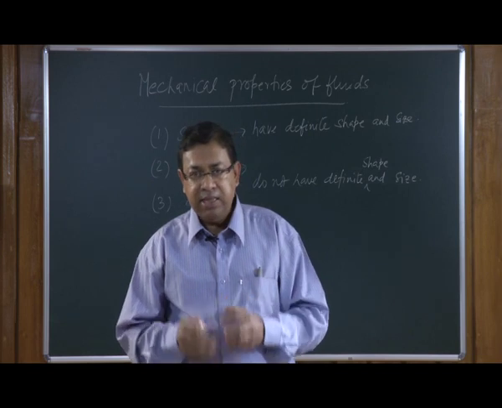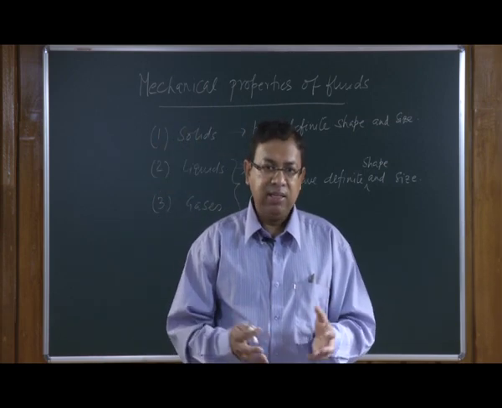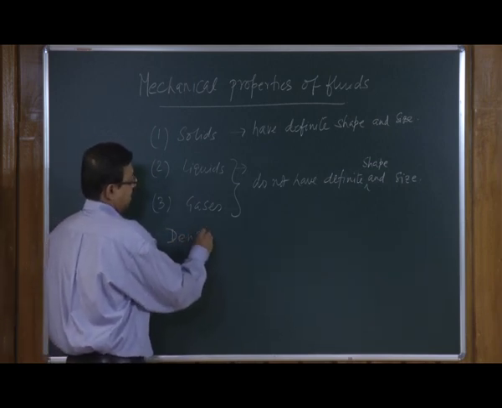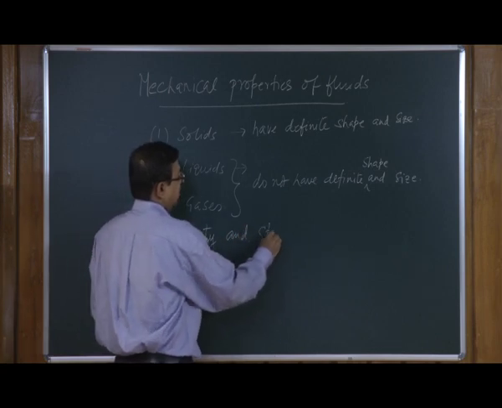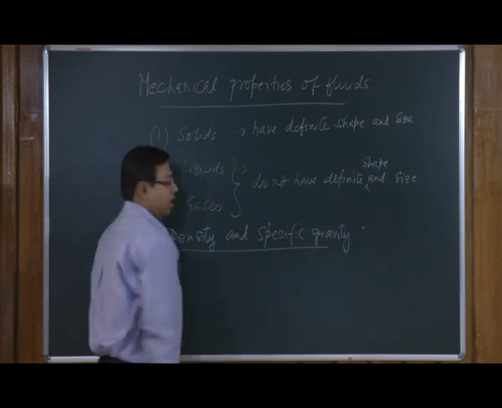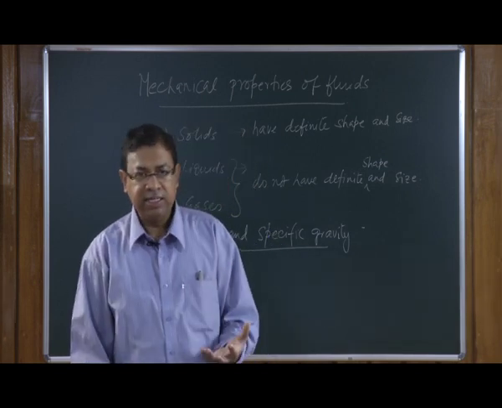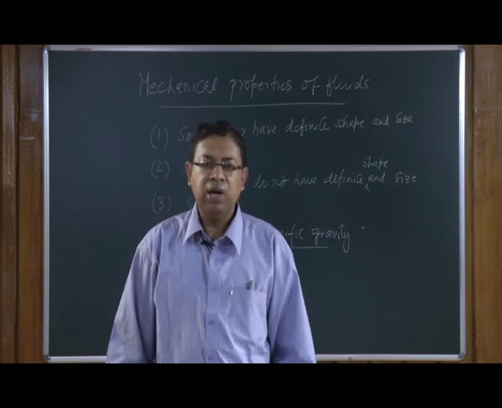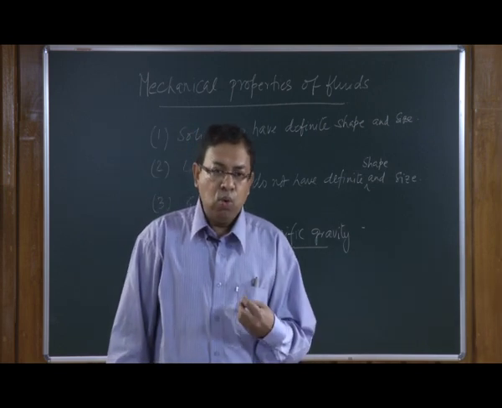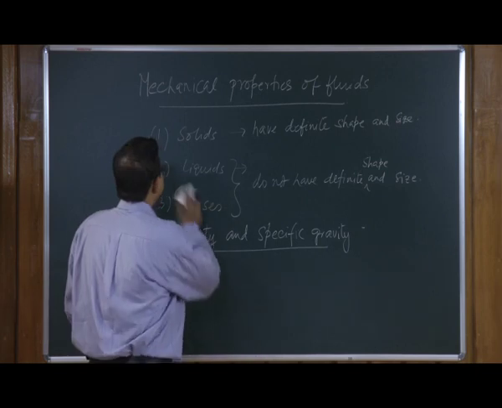But what is important for us in this chapter is to understand some of the properties which distinguish them mechanically. That is, some of the mechanical properties which are of relevance to us, such as density and specific gravity. So, if I ask whether a block of wood is heavier or a block of iron, you would definitely say that a block of iron is heavier, but that is not true. A large log of wood is definitely heavier than a nail or a small block of iron. So, what property distinguishes these two, wood and iron? Let us talk about density to begin with.